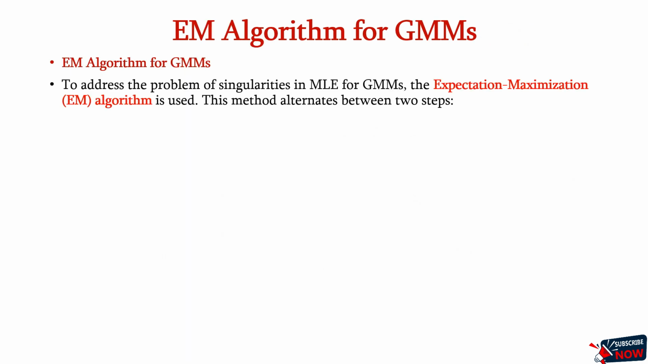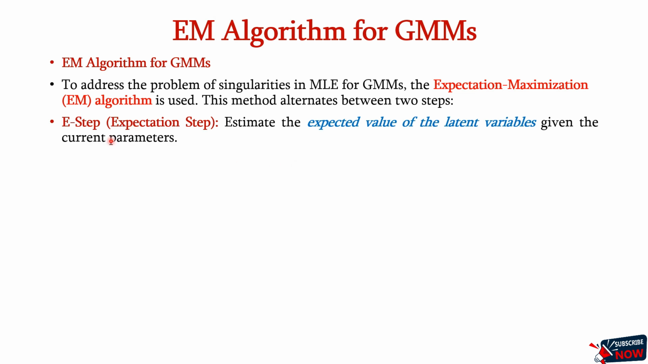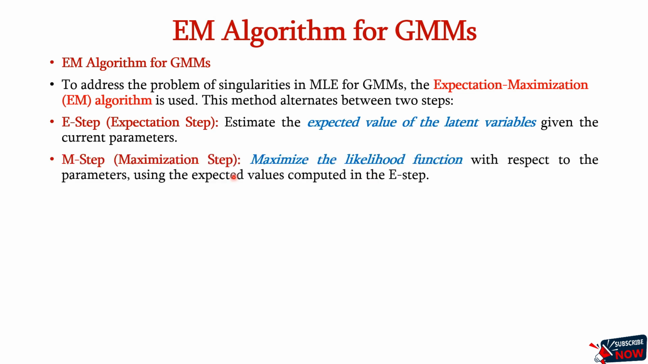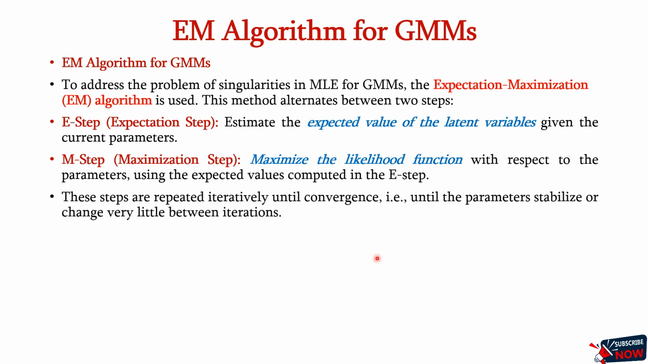So, to address the problem of singularities in MLE for GMMs, the expectation maximization algorithm is used. This method alternates between two steps, namely the expectation step and the maximization step. Here, the expectation step, the E step, estimates the expected value for the latent variables given the current parameters. And in the M step, we maximize the likelihood function with respect to the parameters using the expected values computed in the E step. These steps are repeated iteratively until convergence, that is until the parameters stabilize or change very little between the iterations.